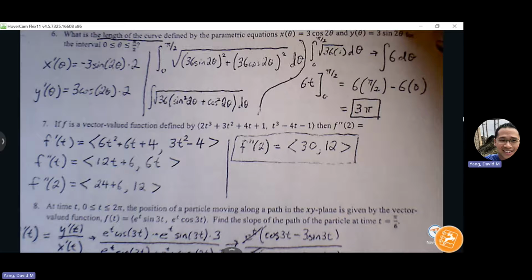How did you get 36 sine and cosine? Well, sorry, sorry, this should have been 6 inside. And then when I square it, it becomes 36. So sorry, let me change that.